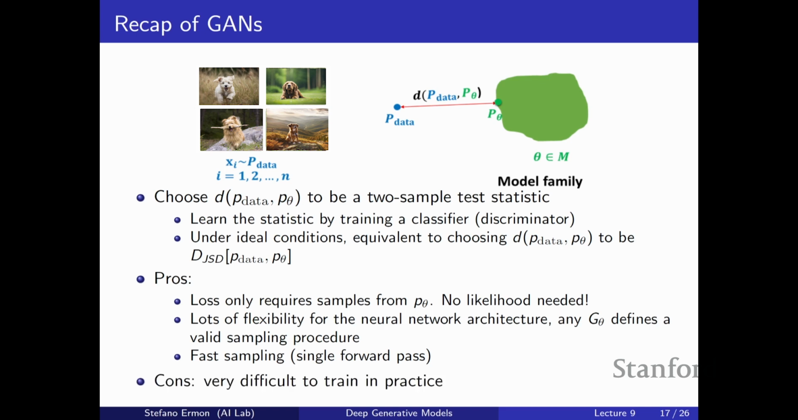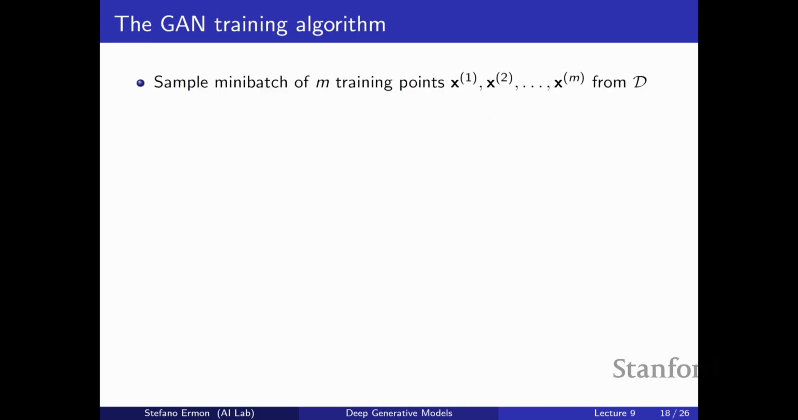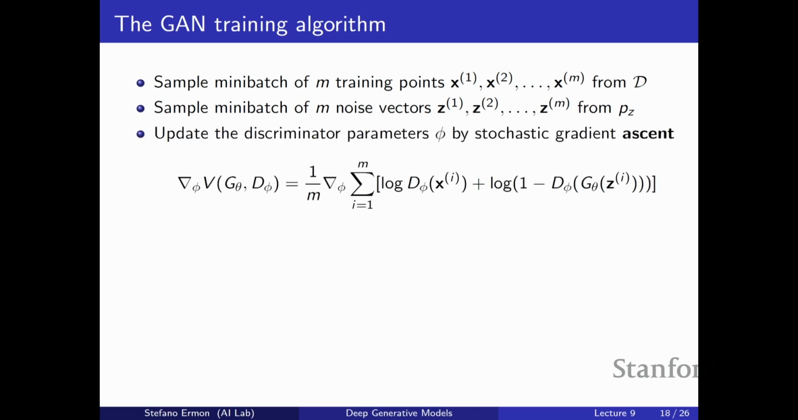The con is that it's very difficult to actually train in practice because you have this minimax optimization problem. And so in practice, you would have to do something like this. Let's say you start with a mini batch of training examples. And then you get a sample of noise vectors from the prior of the generator. And then you pass these noise vectors through G to generate M fake samples.